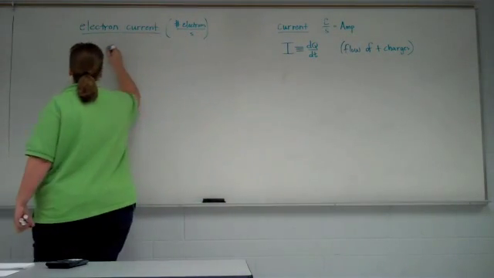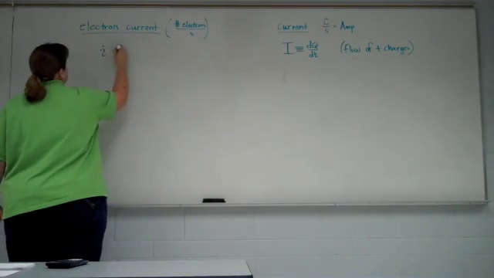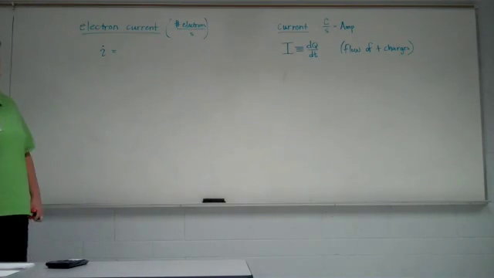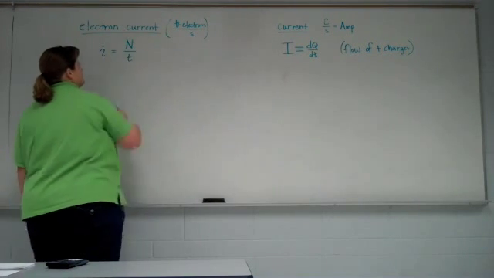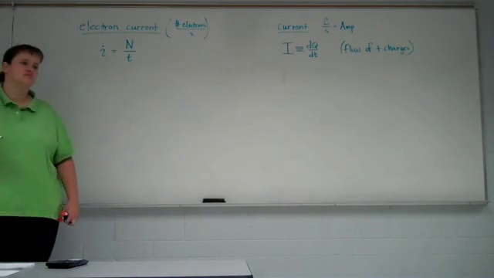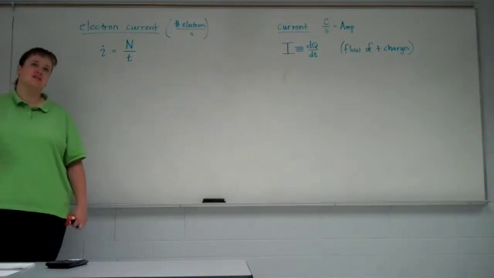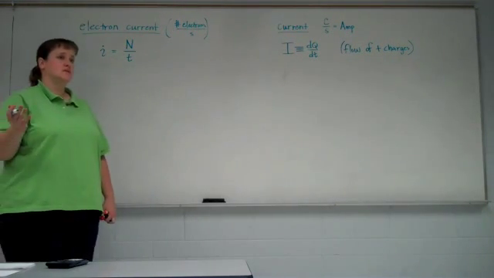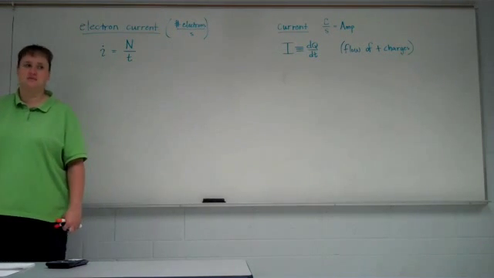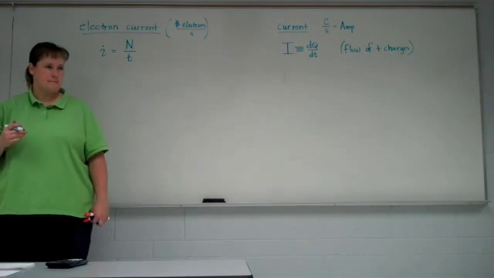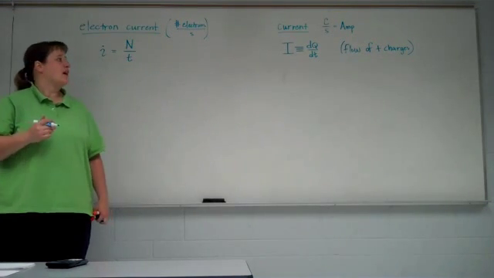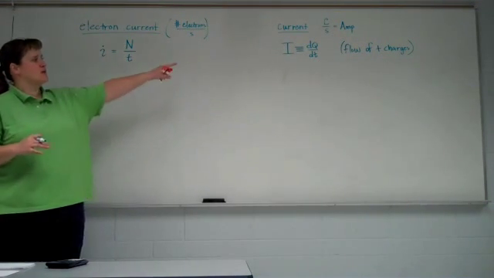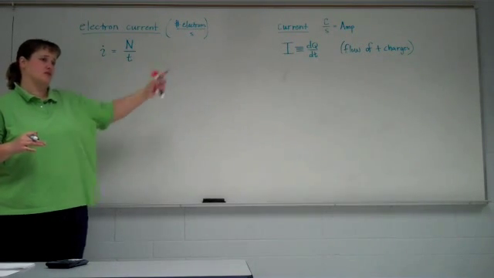Electron current, our book uses a lowercase i to represent it. It's simply the number of electrons over the time. So capital N represents the number of electrons that are moving. t is just the time they move in. Are you going to put a little i and assume we know it's electron current, or a big I and assume it's regular current? And quite honestly, as we work through the problems, we're most often going to be using regular old current.